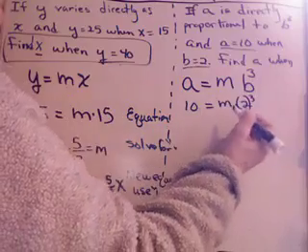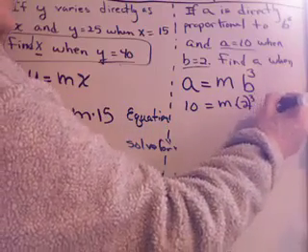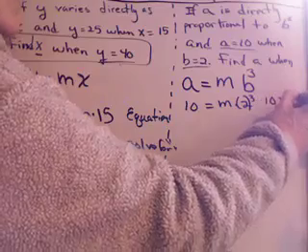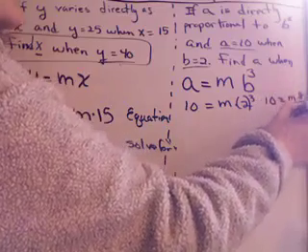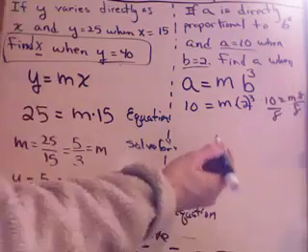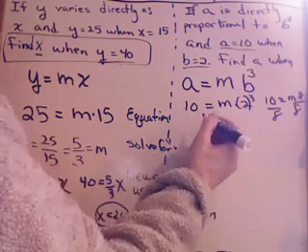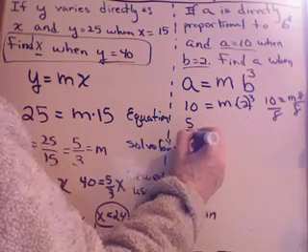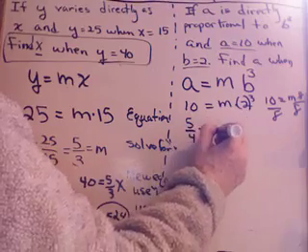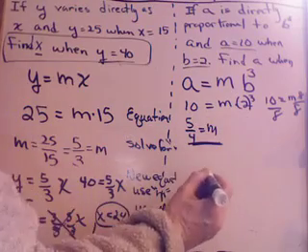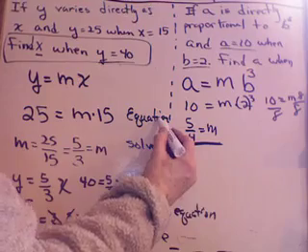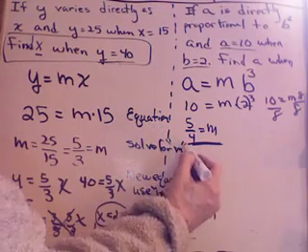Hopefully you know 2 to the third is 8. So 10 equals m times 8. Divide both sides by 8. You with me there? All right. Let's reduce. So that would be 5/4 equals m. What do I do now? I had my equation. I solved for my m.